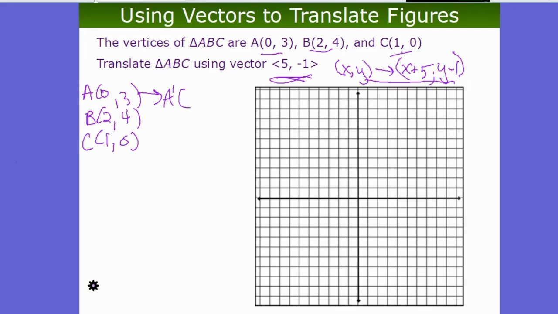My A prime says add 5 to the x, starting with 0, so that'll be 5, and then subtract 1 from the y. So since this is 3, subtract 1, you get 2. B prime, add 5 to the x, which is 2, so that's a 7, and then subtract 1 from the y, which is 4, so that's 3. That's B prime. And then C prime, add 5 to the x, so it's at 1, so it becomes 6, and subtract 1 from the y value, which is a 0, so that becomes negative 1, and that's what we're going to graph. So let's graph our first pre-image triangle, label points.